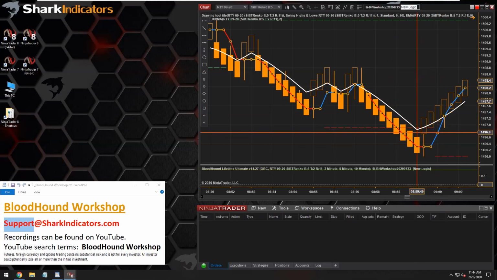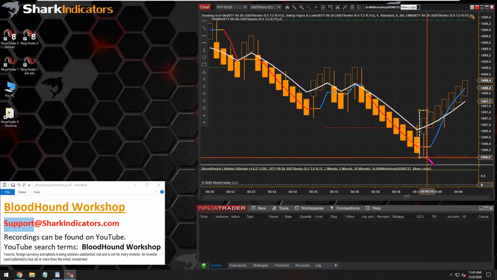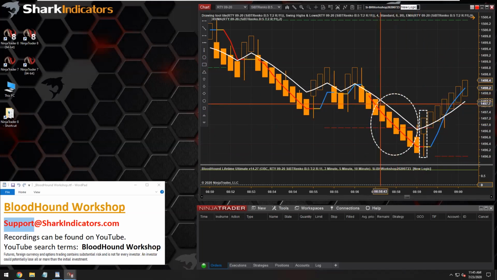So Didier wants to generate an exit signal when the slopes differ from each other. So for example, on this bar, we can see the slopes change, right? Previously, on these bars, the EMA is sloping down and the ADXVMA is sloping down.